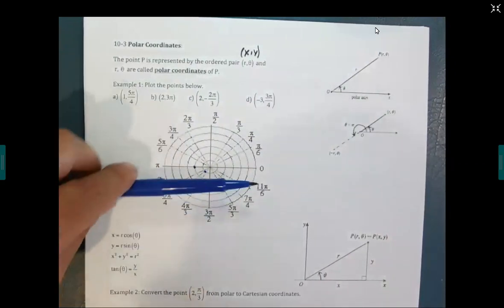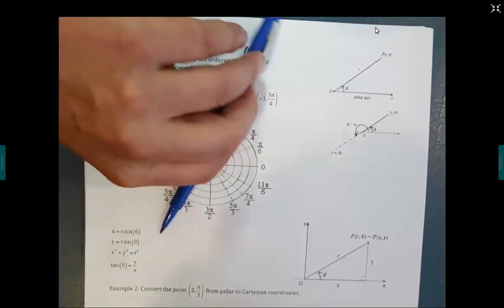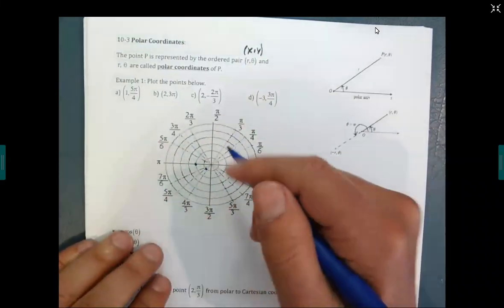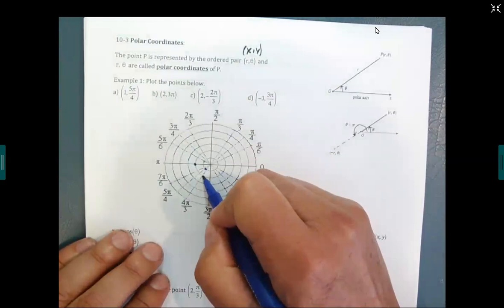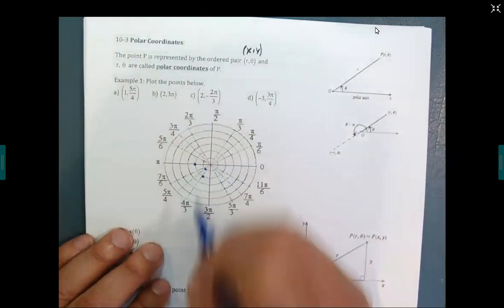Now here we have a negative angle. Negative 2π/3 is going to be 4π/3. And from there, I'm going to go a distance of 2. Now notice that was a negative angle there.